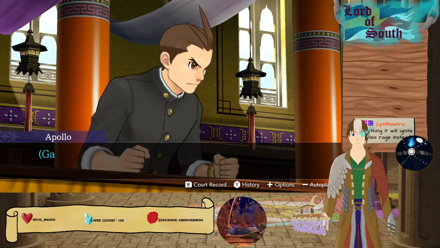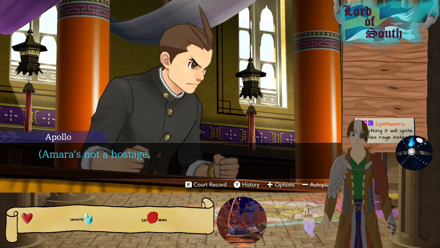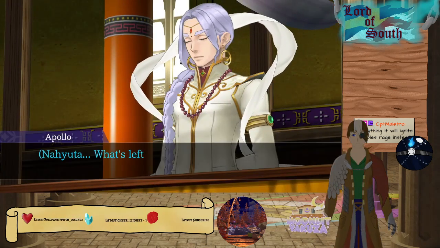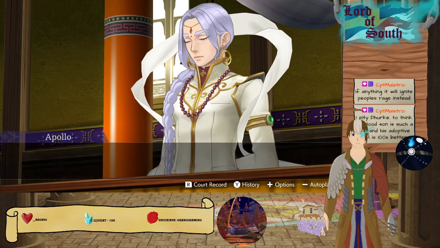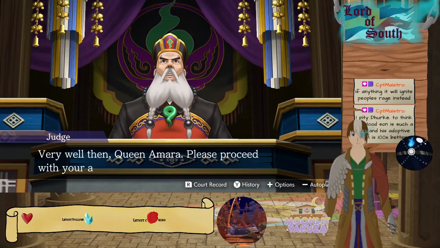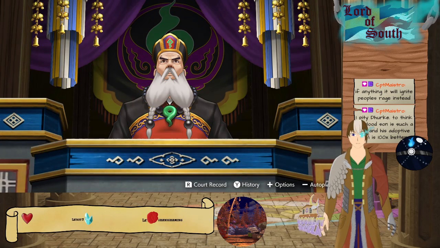Why is Nytha doing this? Grant shouldn't have him under her thumb anymore. Amara's not a hostage, so what gives? What's left to chain you to her like this? I pity the Rook. To think his blood son is such a poser, and his adoptive son is 100 times better. Yeah, fair actually. Very well, Queen Amara, please proceed with your additional testimony.